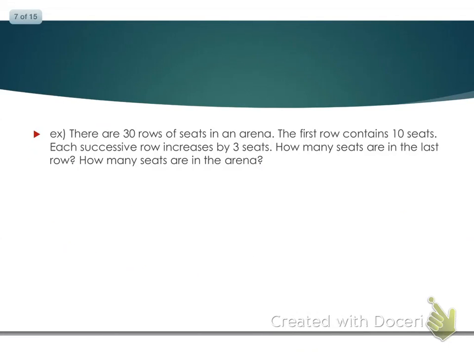Okay, there are 30 rows of seats in an arena. The first row contains 10 seats. Each row after increases by 3. How many seats are in the last row? So I start out with 10, and then I go to 13, and then I go to 16, because I'm increasing by 3 each time.